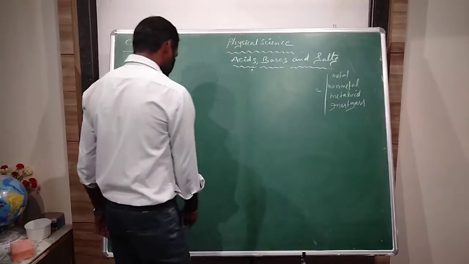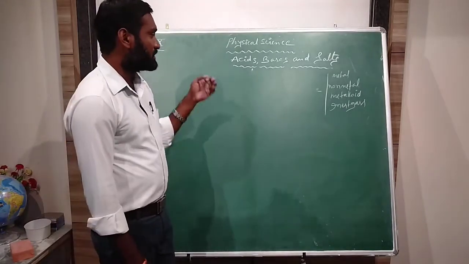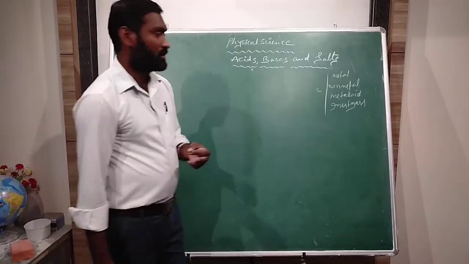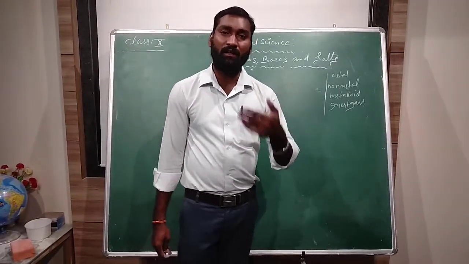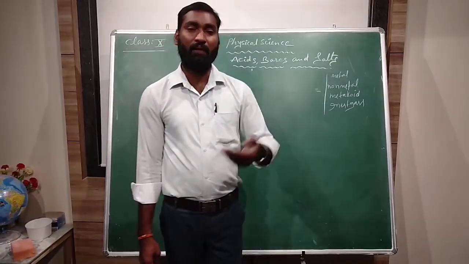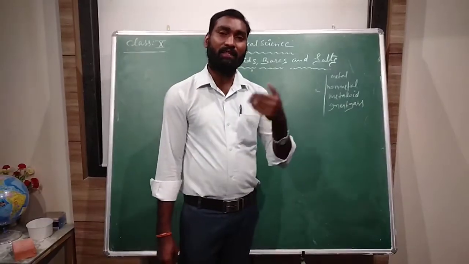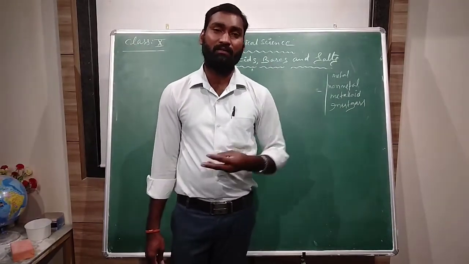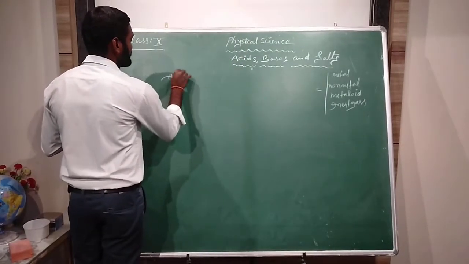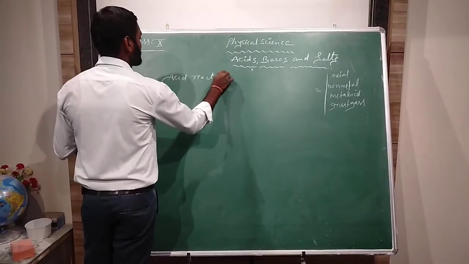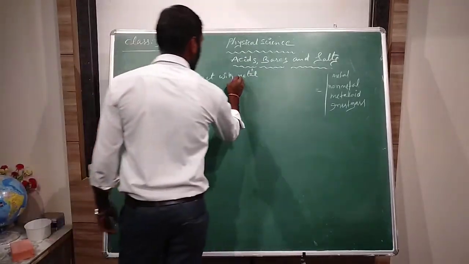Okay, so next, the physical properties are completed. Now the chemical properties: how these acids behave. When acids react with metals, what will happen? Acid reacts with non-metallic oxides, what will happen? If acid reacts with carbonates, what will happen? Acid reacts with hydroxides, what will happen? See, first, acid reacts with metals. Okay, what will happen?